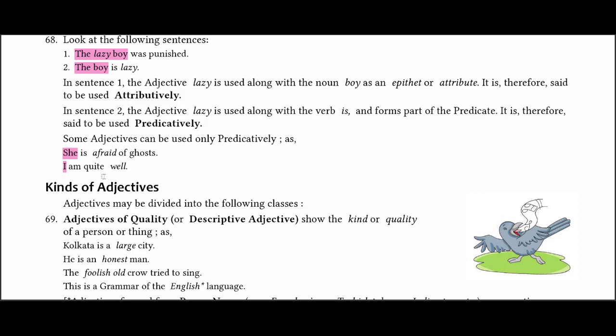There are some adjectives that can be used predicatively, but they can never be used attributively. Afraid cannot be used attributively. You cannot say an afraid girl or an afraid animal. Similarly, well is always used predicatively. It can never be used attributively.